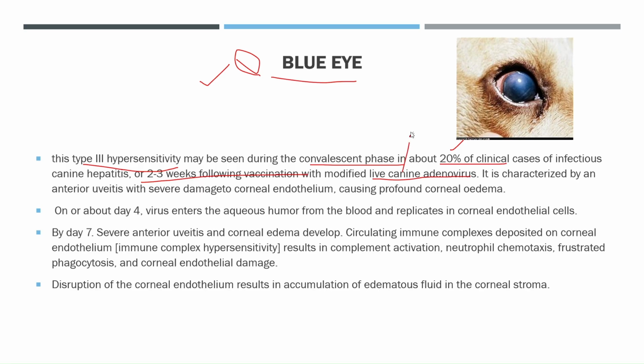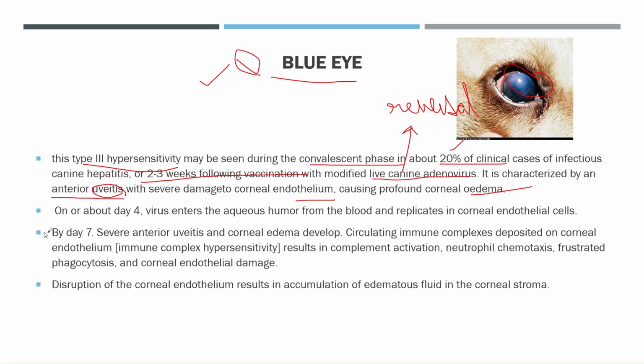So whenever you use live vaccine, there is a chance of reversal. Okay, so it can cause the disease. That's why killed vaccines are safer. So it is characterized by an anterior uveitis, and go through the term. What, assignment number 3, what is uveitis? Then severe damage to corneal endothelium, as the virus is endotheliotropic, and profound corneal edema, which is seen as blue eye.